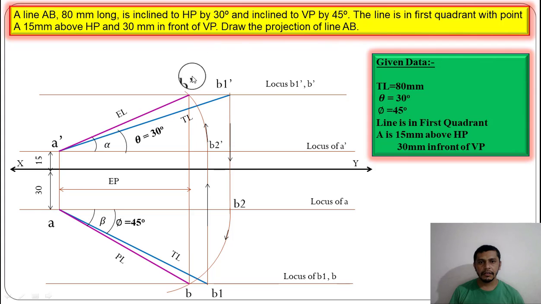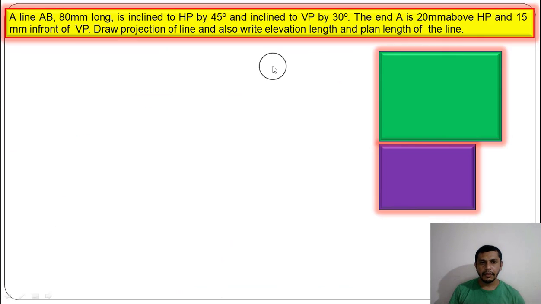Now let us draw another problem in which we are going to change the quadrant of point B. Right now the point B is in the first quadrant. That means we can say that it is above HP, in front of VP. In the next problem we will change the quadrant of point B.